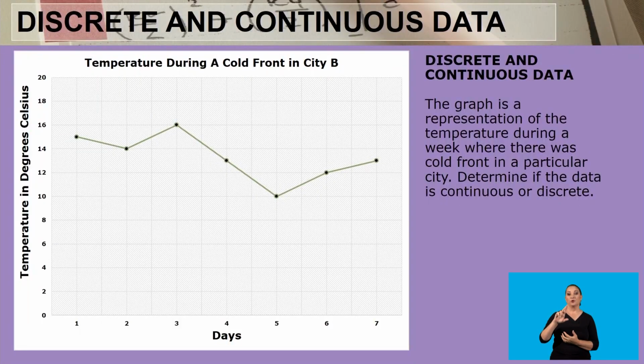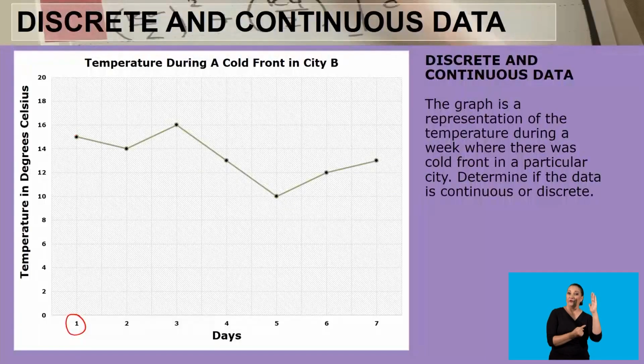Let's look at the following graph, and let's see if we can determine whether it is continuous data or discrete data. It says there that the graph is a representation of the temperature during a week where there was a cold front in a particular city. Now, determine whether the data is continuous or discrete. Now, let's look at temperature. When we are looking at temperature, we need to ask ourselves, does it necessarily have to be counted in whole numbers, or can there be fractions? Now, let's look at our days.